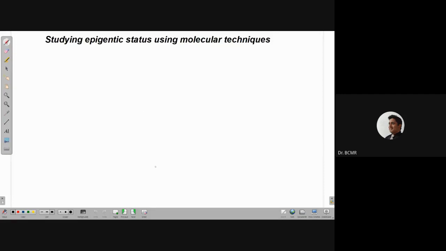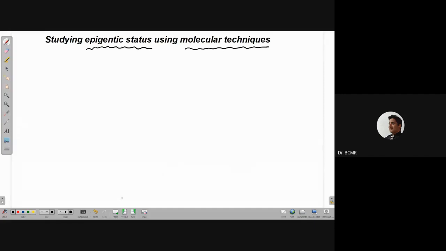Those who have studied stem cell biology must have read about it. So in today's class, what we are going to do is study how to analyze the epigenetic status using molecular techniques. The focus is on one particular technique, but my actual focus is your ability to interpret the results. It has to do more with thinking rather than just the technical part. You'll have to use your logic and so on.